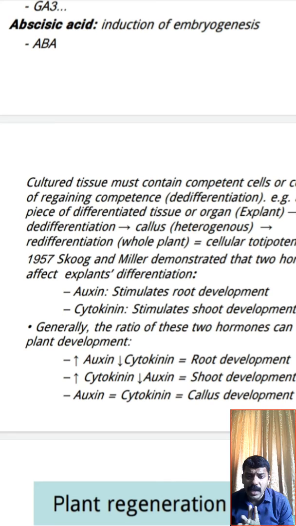If auxins and cytokinins are equal in concentration, you will get callus development, that is an undifferentiated mass of tissue. You can't identify whether it will become shoot or root. On the other hand, if there is more concentration of auxin and less of cytokinin, you will get root development, and vice versa. That is, if auxin is less and cytokinin is more, you will get shoot development. This is simple logic.